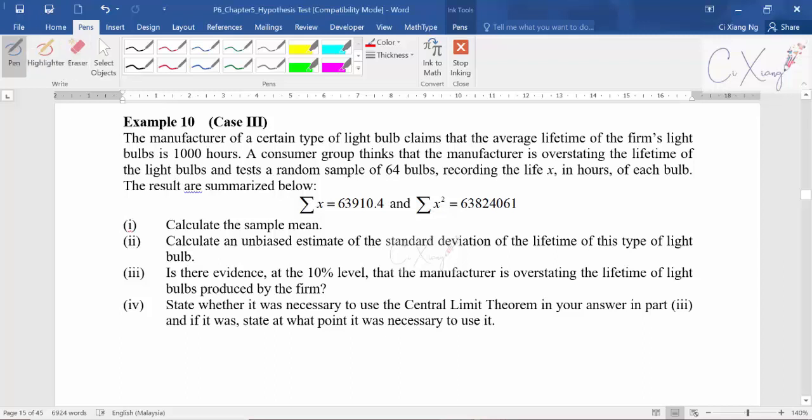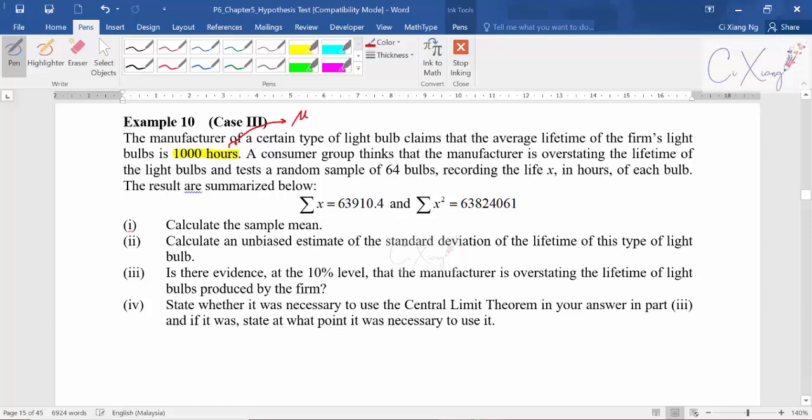Okay, so let us continue with example 10. Here the manufacturer of a certain type of light bulb claims that the average lifetime of the firm's light bulb is 1000 hours. If you look at the first sentence here, generally they didn't mention any word about sample. So we will assume that this is actually your population mean.